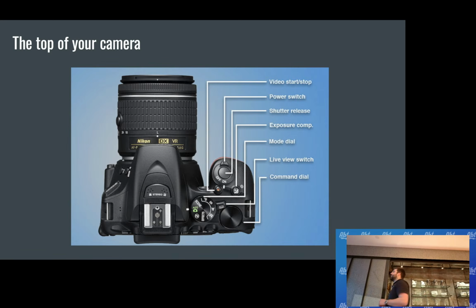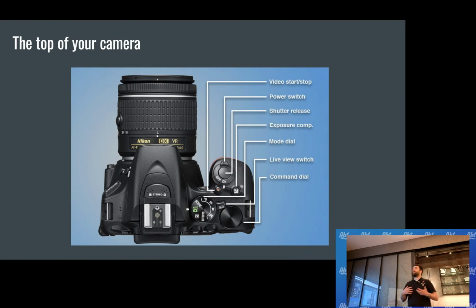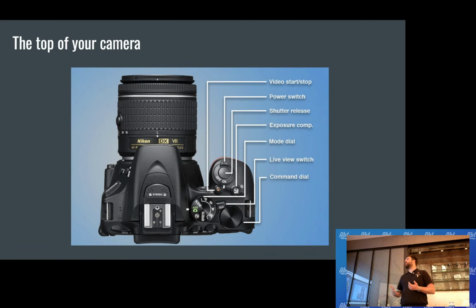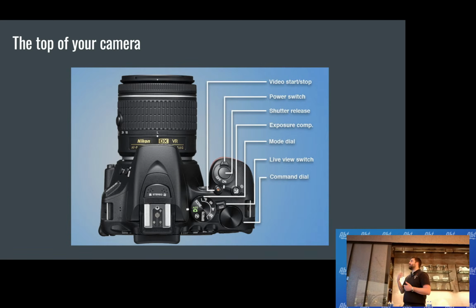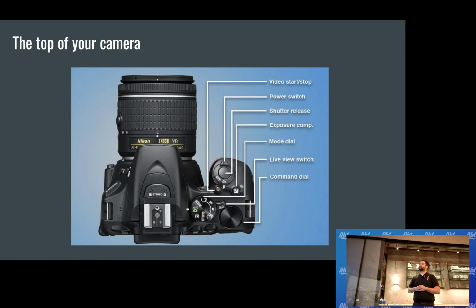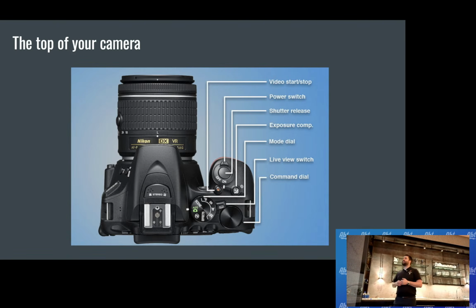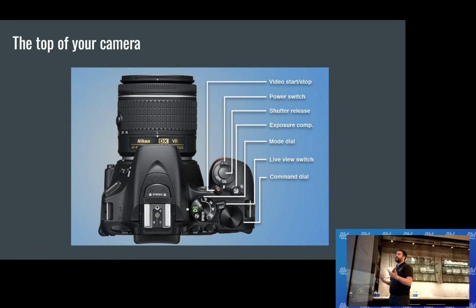So starting at our top view, video start and stop. Typically on the very top of your camera, you should have a red dot or a red circle. If you're in the automatic setting and you want to start taking video, you can just simply press that button. Your camera will automatically start recording video for you. And when you're done, you can press it again. That'll stop it.